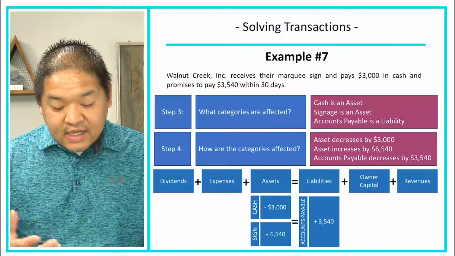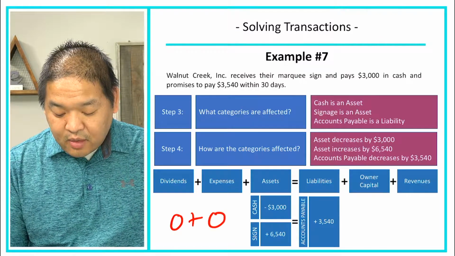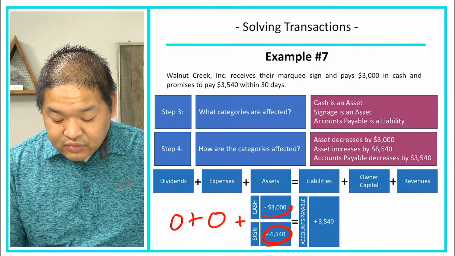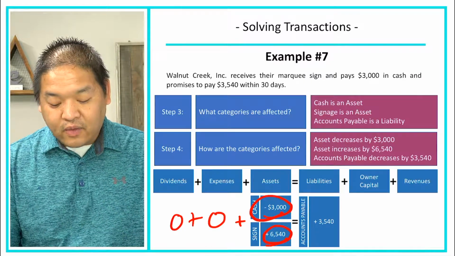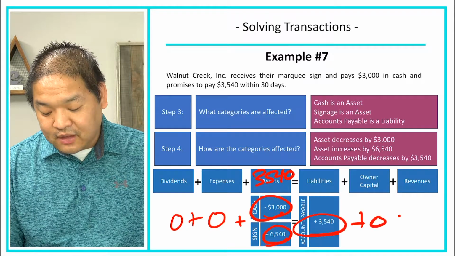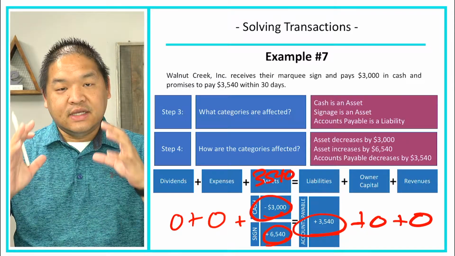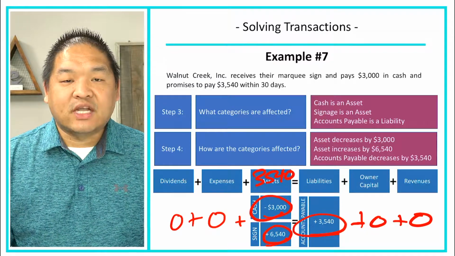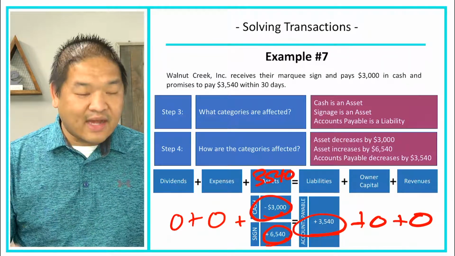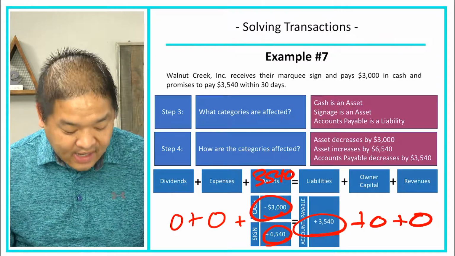Notice here, does my accounting equation balance? Well, 0 plus 0 plus, it looks like 6,540 minus 3,000 is 3,540. So 3,540 equals 3,540 plus 0. Our equation balances. So this is an appropriate transaction analysis that we've done. Again, we can do that as long as the math adds up. And in this case, the math does add up.